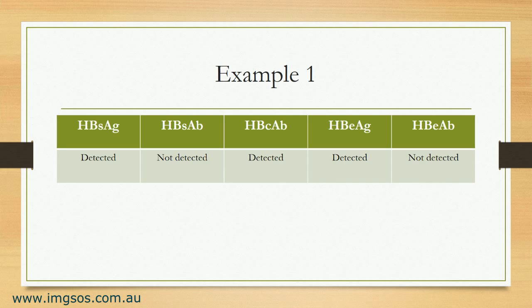So what does all of that mean? This is most likely to be an acute Hep B infection, or it could be a chronic active Hep B infection, but with ongoing high-level replication. This person is likely to be quite infectious.